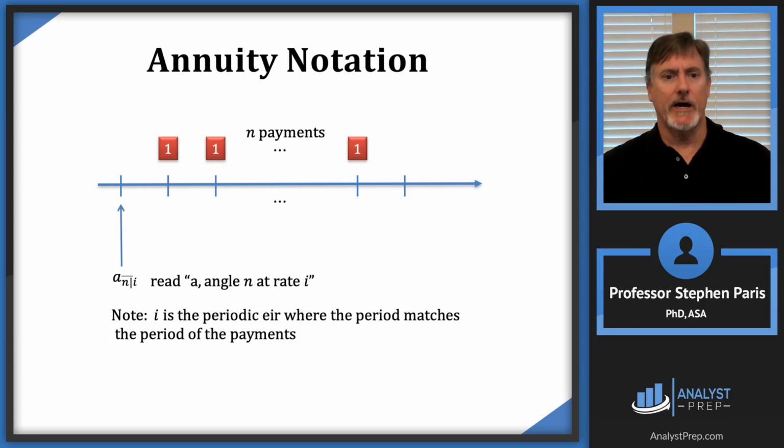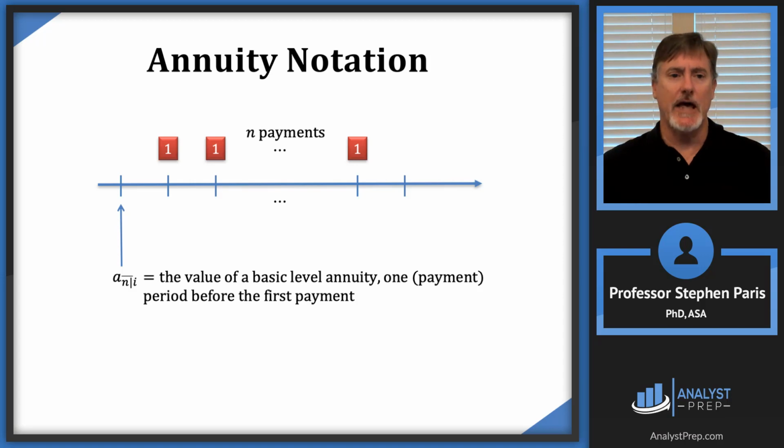Okay, so now I could describe this a angle n at rate i as the value of a basic level annuity one payment period before the first payment. So now, at the valuation date that's shown, the first period is going to extend over the time period that's shown there. And so the first payment is at the end of the first period. Likewise, the second payment would be at the end of the second period and so forth.